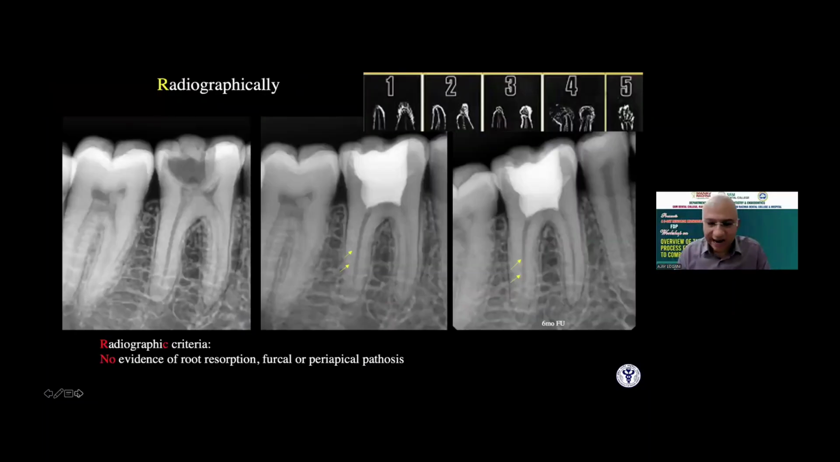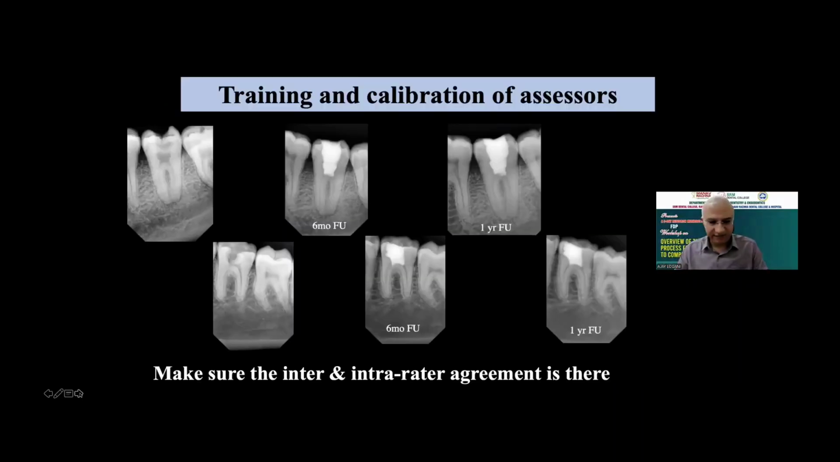And if you're looking at doing it on 2D, then you will have to define that, look, I'm going to be doing it on 2D as far as outcome is concerned, and I'm going to be looking at root resorption, I'm going to be looking at furcal involvement, I'm going to be looking at periapical pathosis, and I'm going to be defining the periapical status based on the periapical index. And if I'm looking at narrowing of the root canal or obliteration, you will have to define at the beginning of the study what my clinical and radiographic criteria would be.